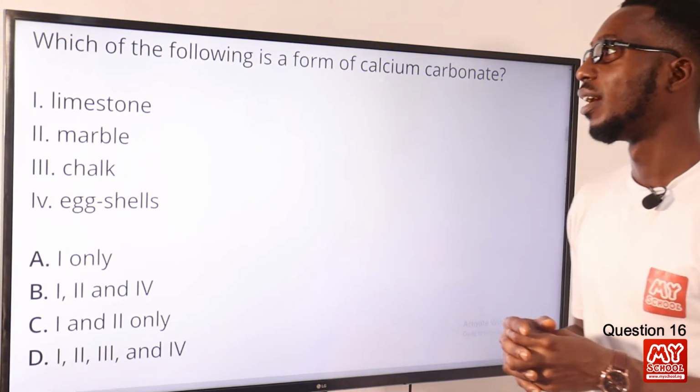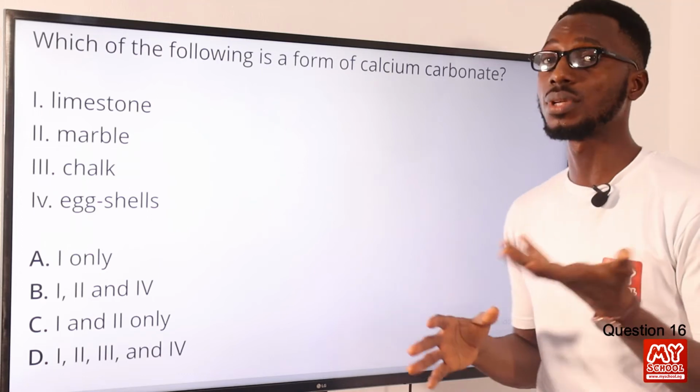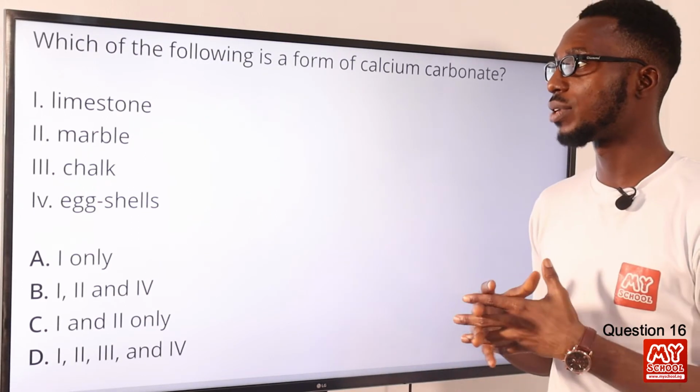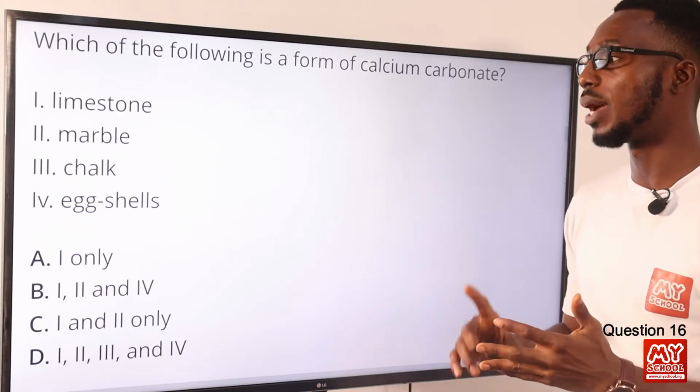16. Which of the following is a form of calcium carbonate? Or you can say calcium trioxocarbonate IV. We know that calcium trioxocarbonate IV exists abundantly in the Earth's crust as limestone, marble, and chalk.